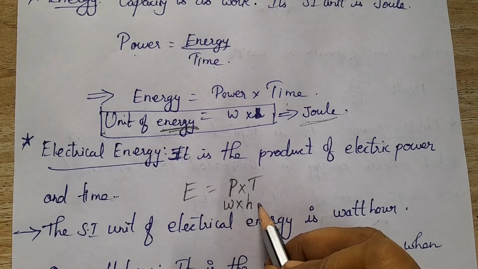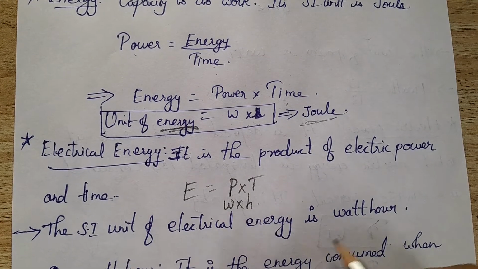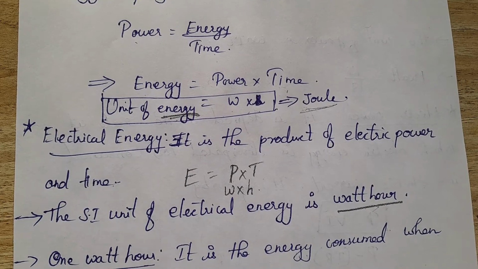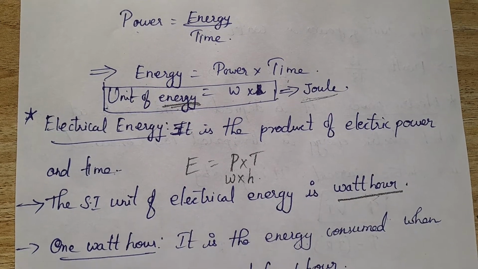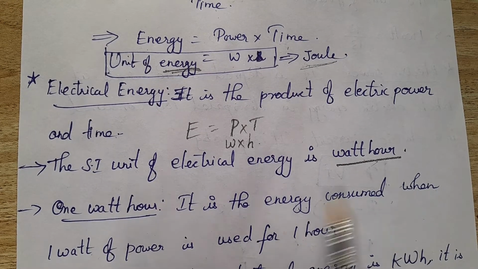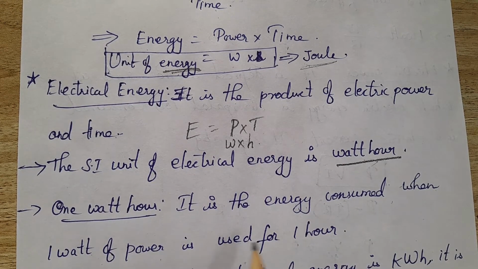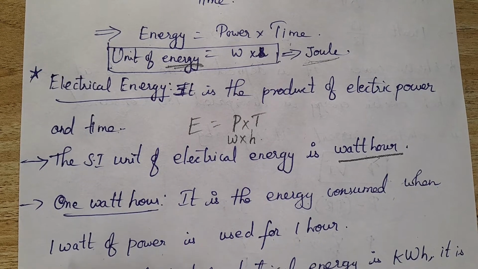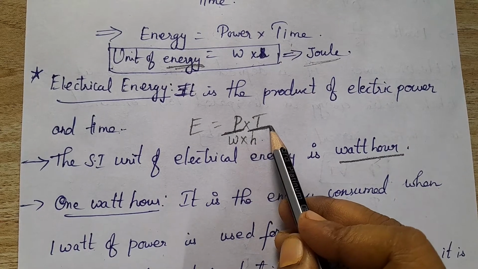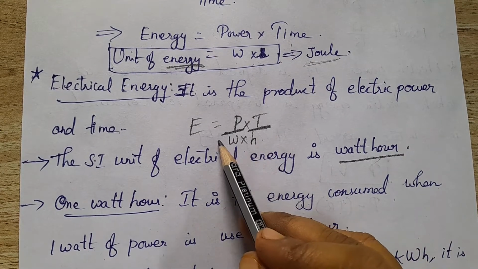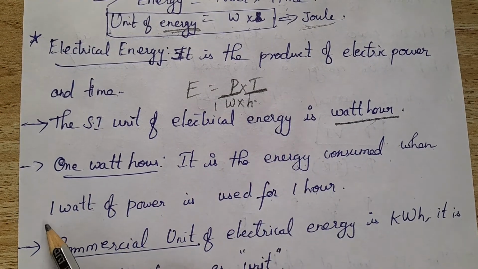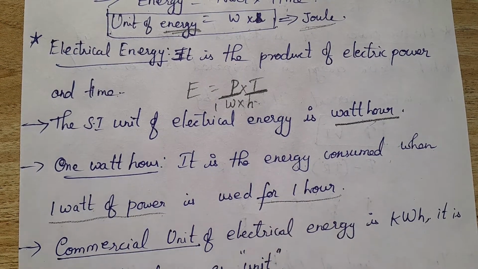Okay, so watt into hour. The SI unit of electrical energy is the watt hour. How will you define 1 watt hour? 1 watt hour is the energy consumed when 1 watt of power is used for 1 hour. Then we call it 1 watt hour.